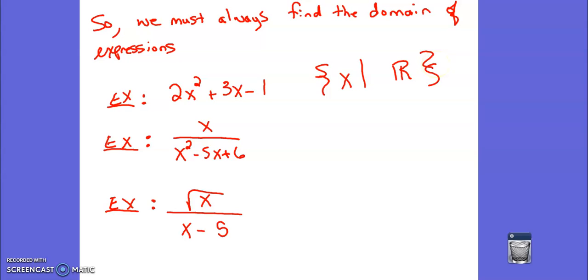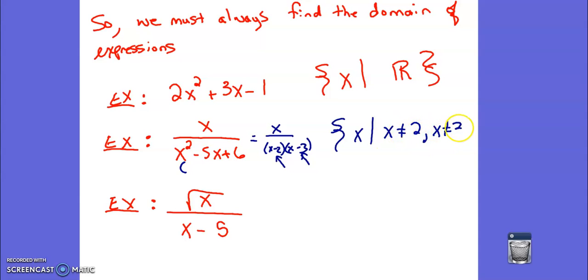Now on the second example, notice this denominator. Let me write it over to the side here. X could be anything up top. But on the bottom, if I factor, this would go to x minus 2 and x minus 3. So notice on the denominator, I cannot have 0. So here, x cannot equal 2. Here, x cannot equal 3. So this is the set of all the x values, except x cannot equal 2, x cannot equal 3.